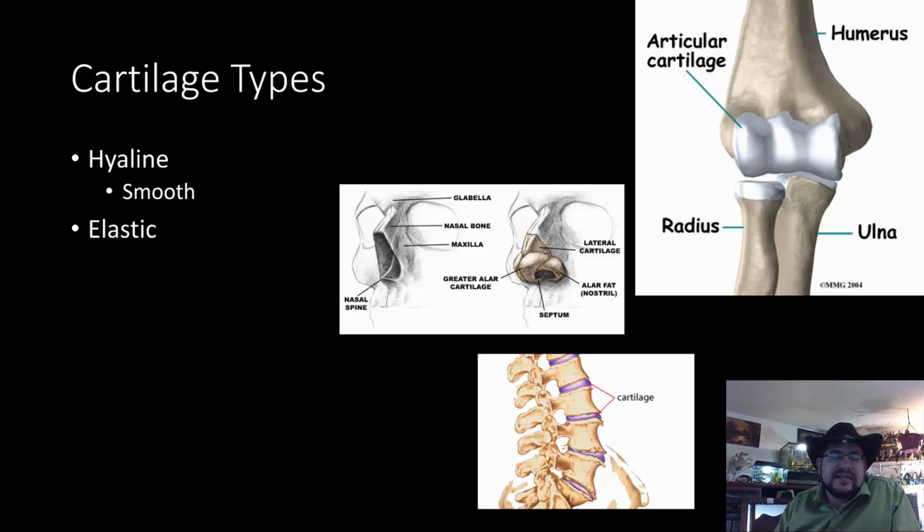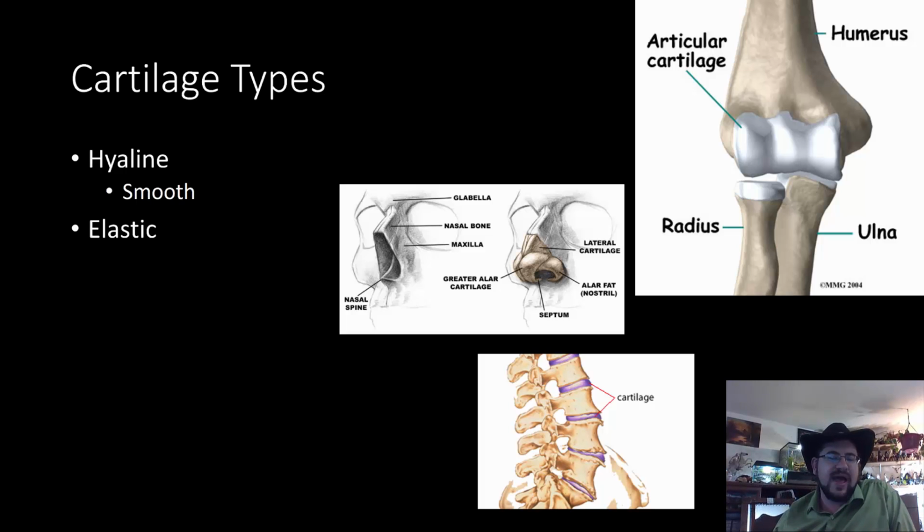Next up is elastic cartilage. So, elastic cartilage has a significant amount of what kind of connective tissue in it? That's right, elastic connective tissue. So elastic cartilage is characterized by significant amounts of elastic connective tissue, and that provides significant amounts of mobility.